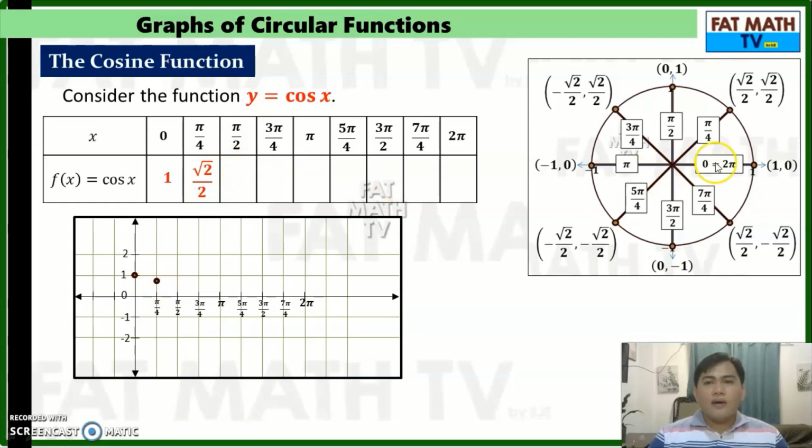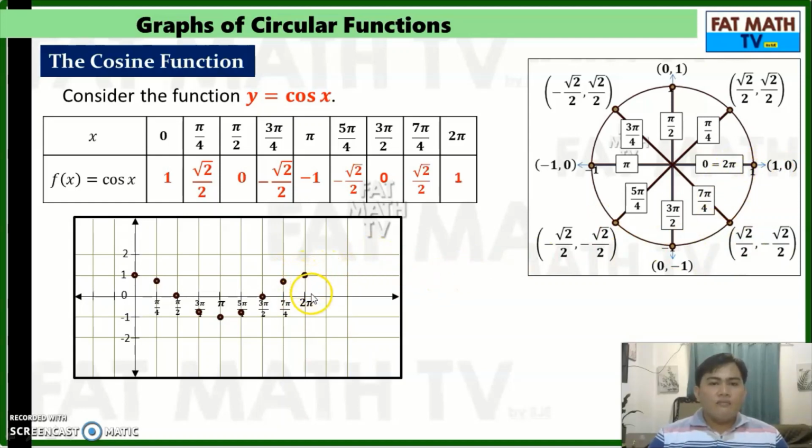When x is pi over 2, when the angle is pi over 2, it's 0. So pi over 2, 0 is the point here. And then when the angle is 3 pi over 4, that's negative 0.7. So it's here. When the angle is pi, that's negative 1, so negative 1 is here. When it's 5 pi over 4, that's negative 0.7 again, so it's here. When it's 3 pi over 2, the x coordinate is 0, and then it's here. 7 pi over 4 is another 0.7 here. And when it's 2 pi, we have 1.